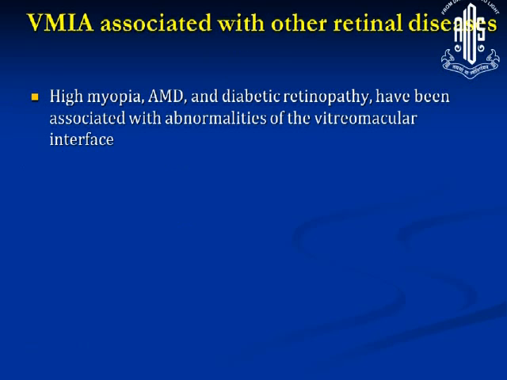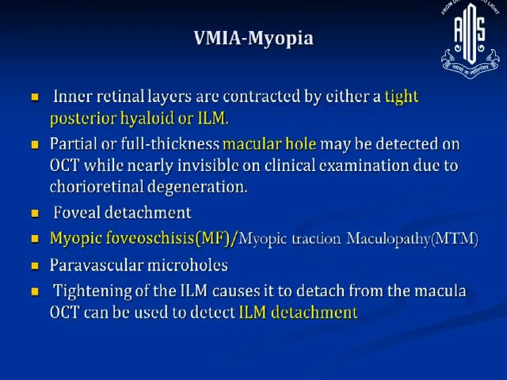As told before, in many disorders, the pathogenesis, the prognosis and the treatment can be associated with vitreomacular interface abnormality changes. But I would like to stress a few points about that. One important clinical entity is high myopia, where the vitreomacular interface has many changes. In myopia, the inner retinal layers are contracted either by a taut posterior hyaloid or ILM. Partial or full thickness macular holes are all pathological changes which occur in myopia.